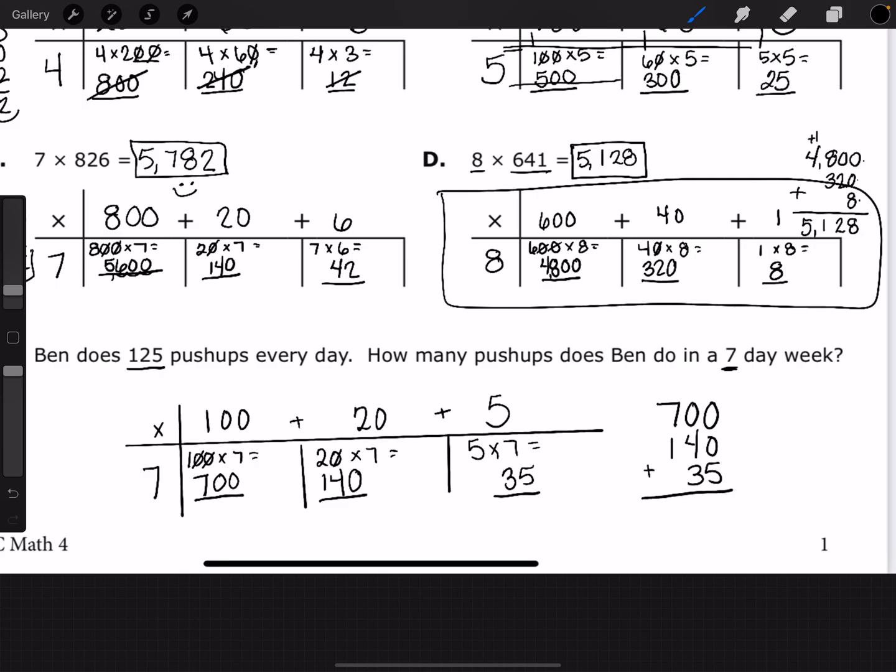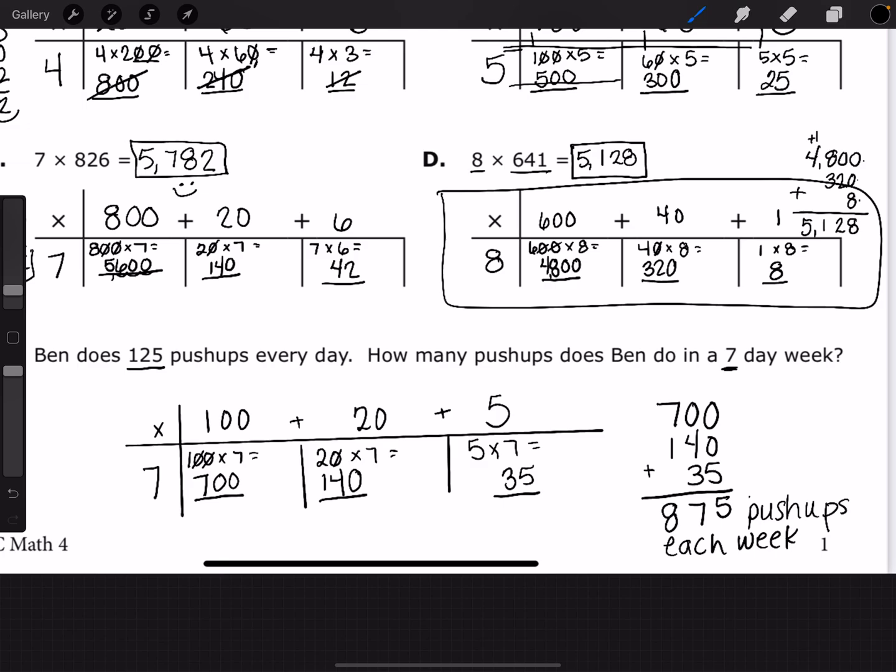So 0 plus 0 is 5. 0 plus 4 is 4. 4 plus 3 is 7. 7 plus 1 is 8. So what does the 875 represent? 875 represents 875 push-ups each week. Ooh, that is a lot of push-ups.